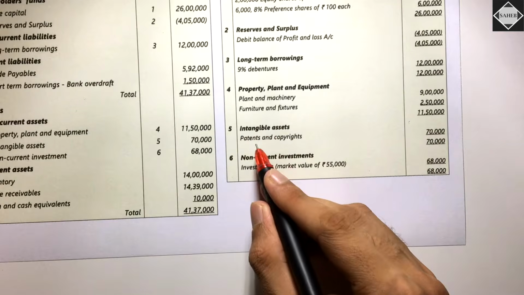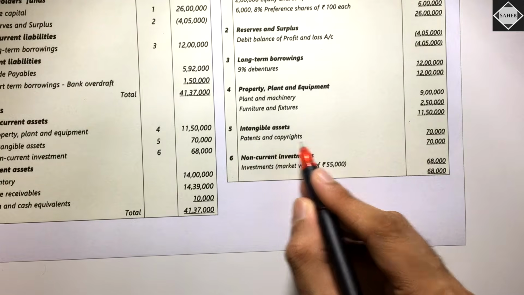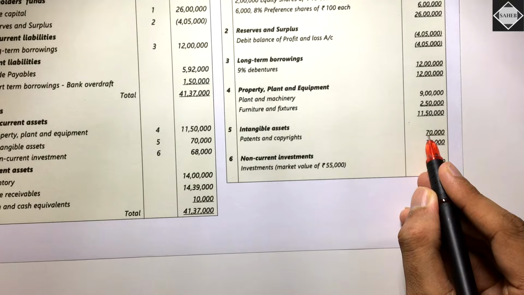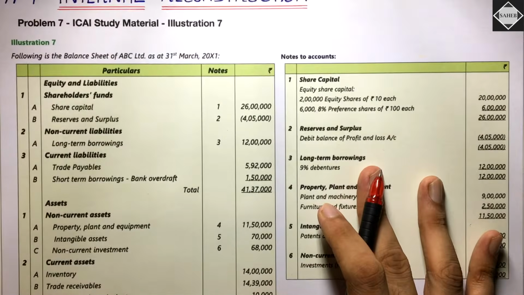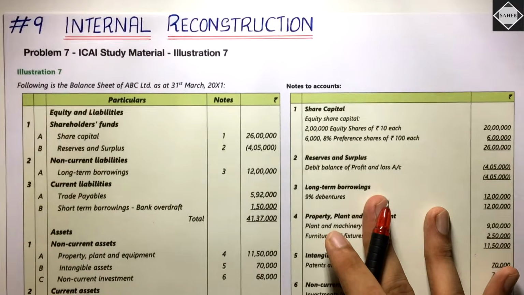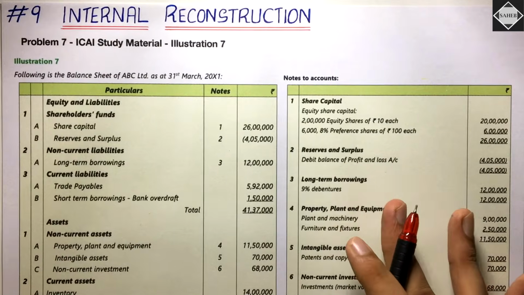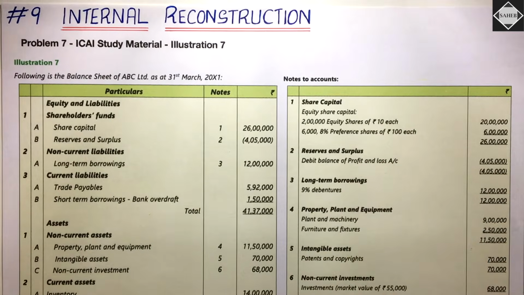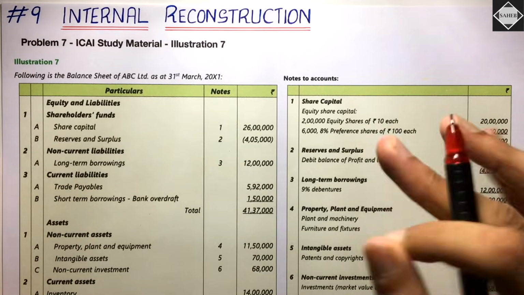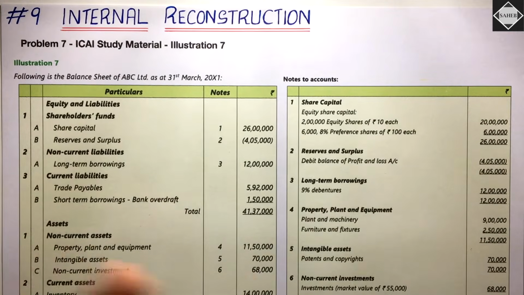If you can see over here, patents and copyrights of 70,000 rupees are there in this question, but in the adjustments, nothing has been said regarding this. The question is completely silent. So you have to know how to treat the intangible assets, and that is what we're going to focus on in this video. Rest everything is very simple. Okay, so let's begin. Let's read the question now.